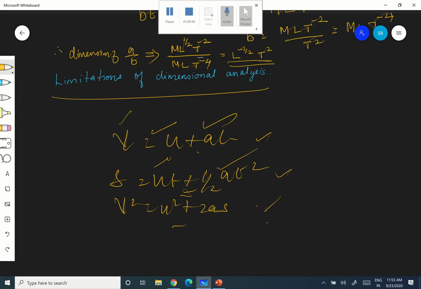And another one: with dimensional analysis, you cannot even differentiate whether a quantity is a scalar or a vector. Speed is LT to the power minus 1, velocity, a vector, is also LT to the power minus 1. In the place of a vector you can say it is a scalar, and in the place of a scalar you can say vector. It doesn't give any information about a quantity, whether it is a scalar or a vector. Hope you are following, children. These are all the limitations of dimensional analysis. Next we'll see in the next class: errors.